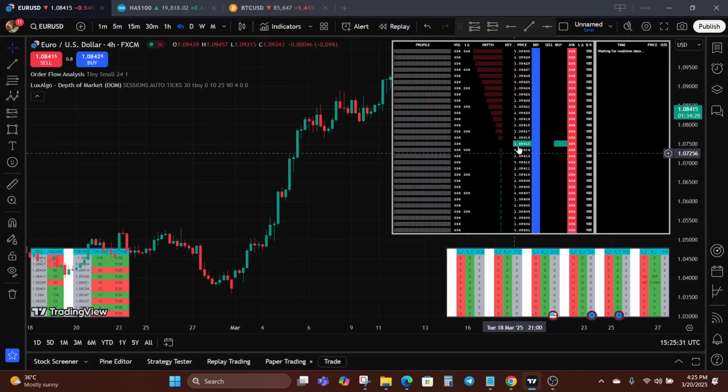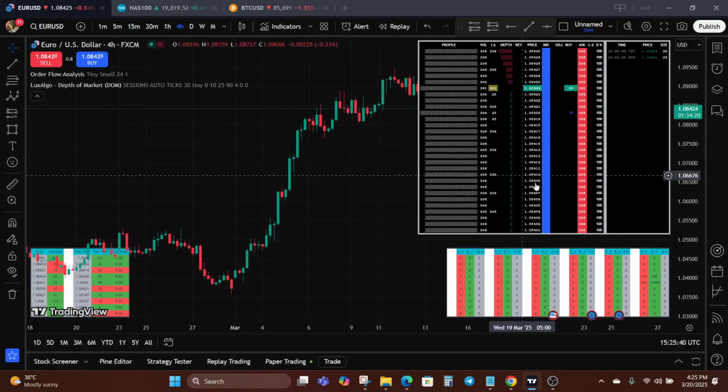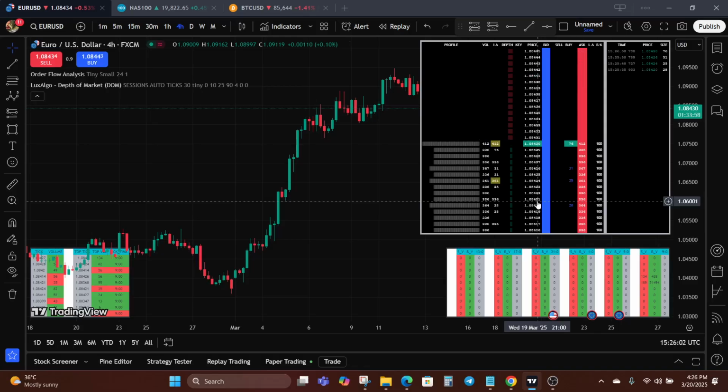Market depth shows you the amount of buy and sell orders. You can see this tab here, this pop-up here, representing market depth. It shows you the amount of buy and sell orders at various price levels. So this gives you insight into where the market might find support or resistance.